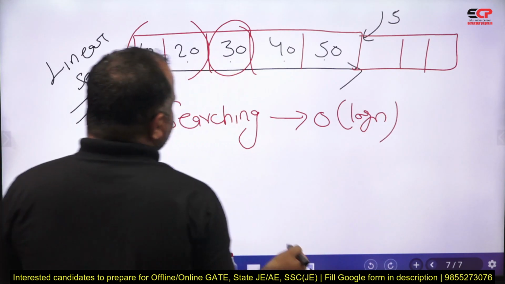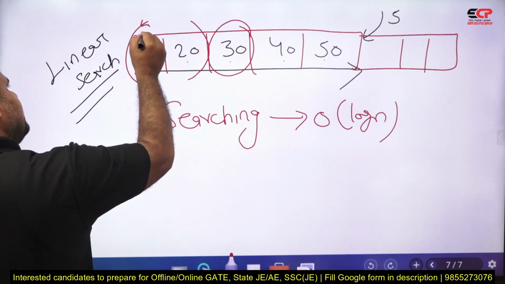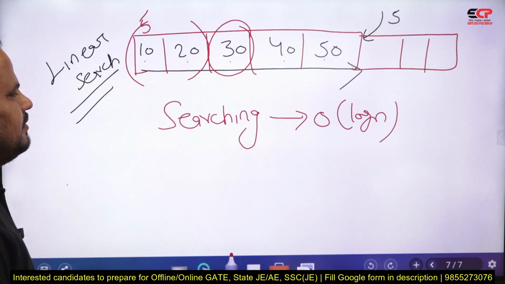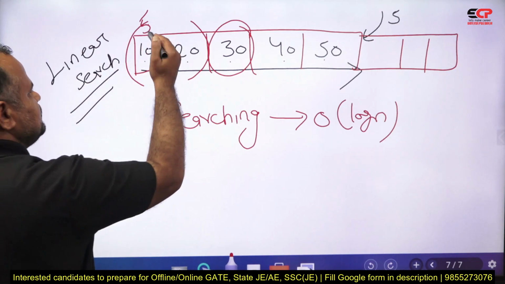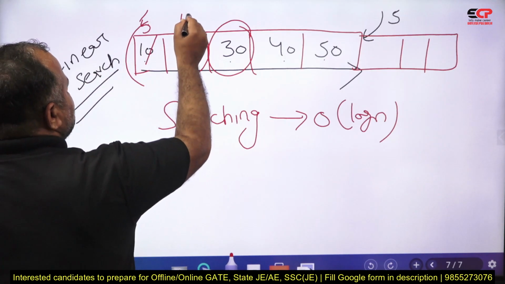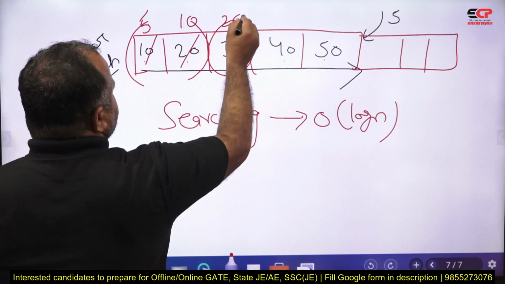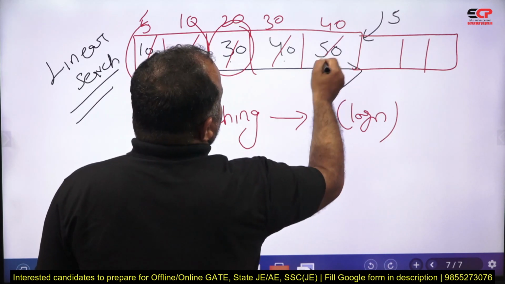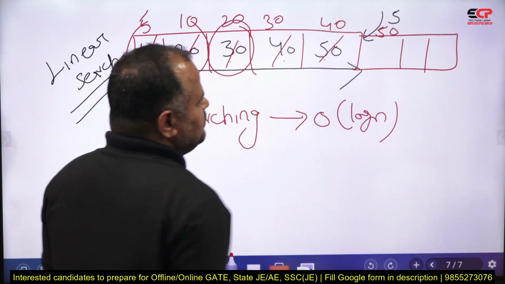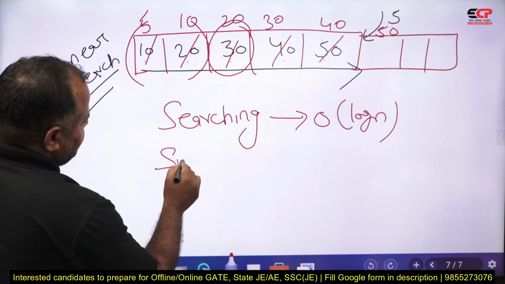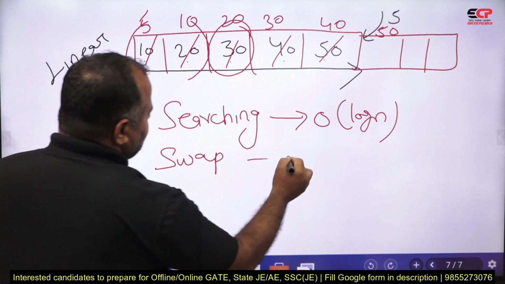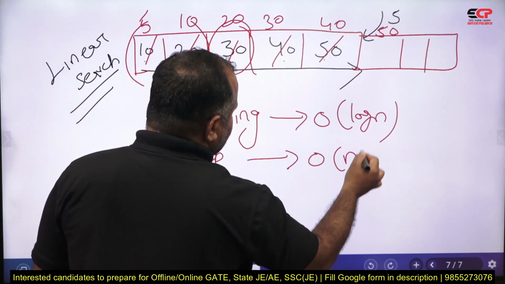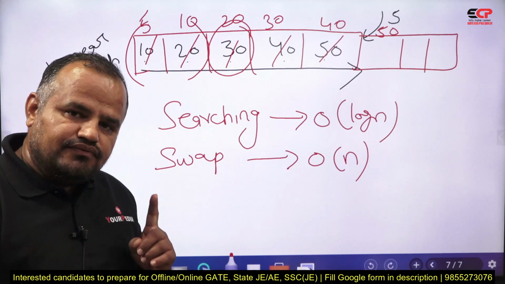But the point is, then we know that 5 came here. But now we have to perform the swap operation. It means 10 moves here, 20 moves here, 30 moves here, 40 moves here, and 50 moves here. Yes or no? So how many swaps? Again n. Swap is order of n. That is for one element.